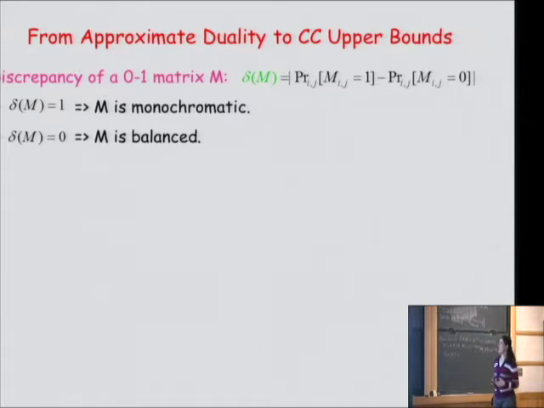The main key for understanding this is to define the discrepancy of a 0-1 matrix M. The discrepancy of a 0-1 matrix M is the probability that a random entry equals 1 minus the probability that a random entry in the matrix equals 0. So if the discrepancy equals 1, then we say that M is monochromatic. It has only one number in its entries. And if the discrepancy equals 0, this means that M is balanced. It has the same number of zeros and ones.